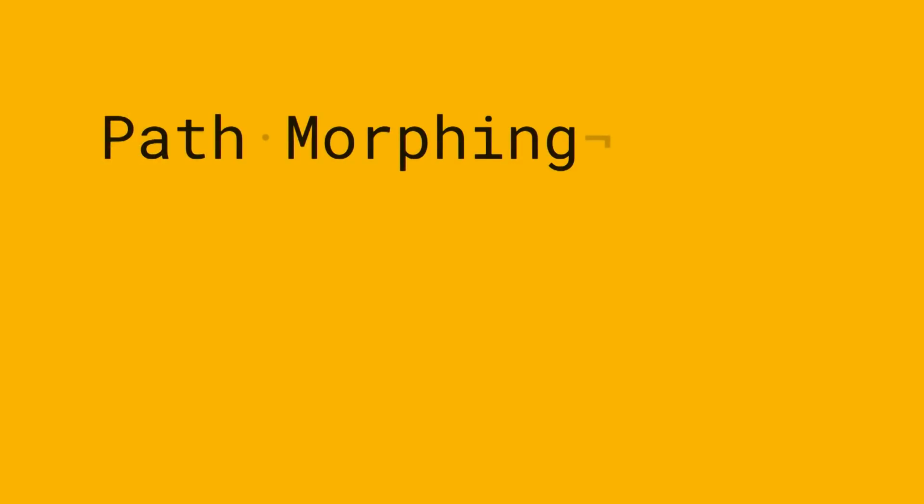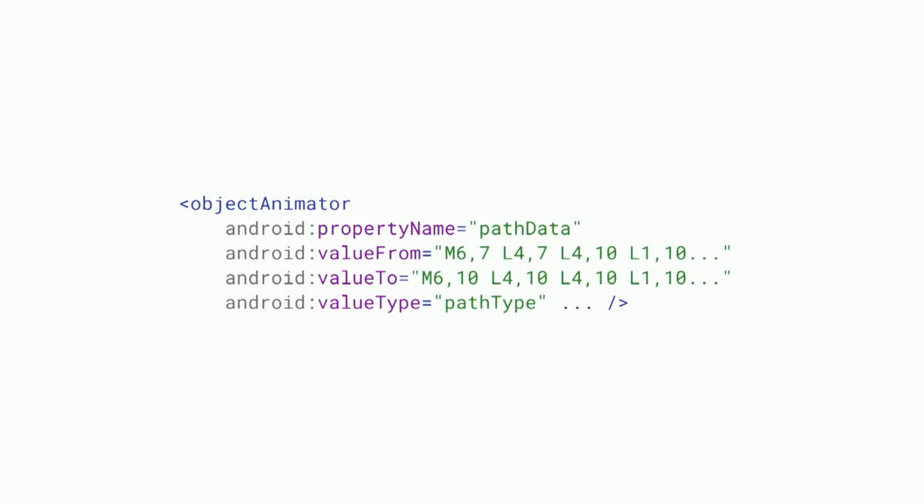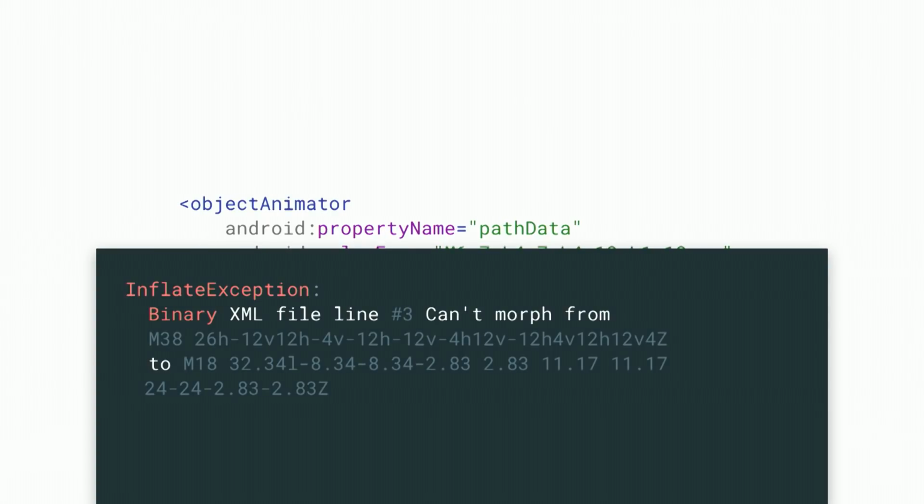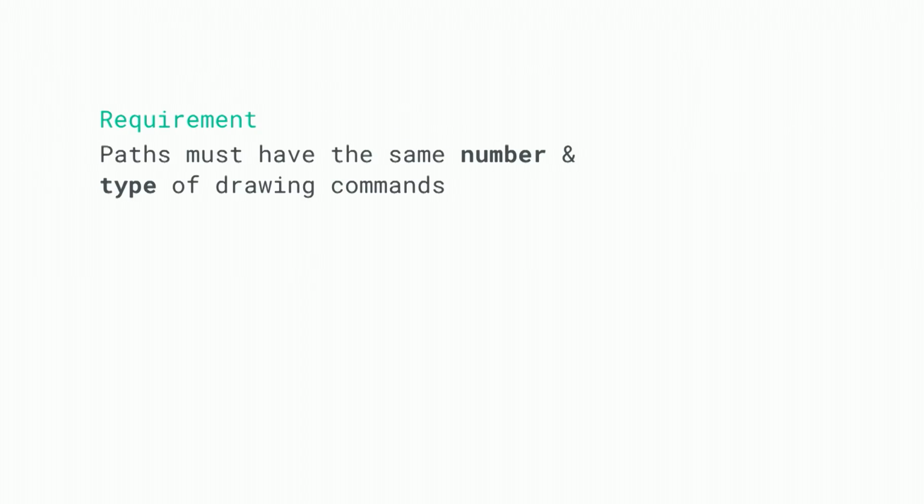So pretty cool. Going a bit more in depth in this, I think path morphing is one of the most powerful and most interesting effects you can build. But it's also one of the most complicated. To think about it, when you do a path morph animation, this is the kind of thing you're doing. You're animating the path data property, and you have to give it these two values, the from and to, from this exact path to this other exact path. And who here has seen this exception? Binary file exception, can't morph from this to this. The reason is that it's a fairly simple system. Basically, we want to linearly interpolate between each pair of points, from the from shape and the to shape.